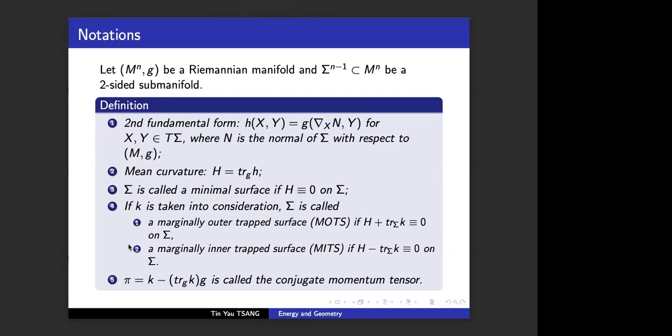And finally, we'll define the pi tensor, which is K minus trace K times g. It's called the conjugate momentum tensor. And it's very important. We'll see this a lot of times in the coming 30 minutes.